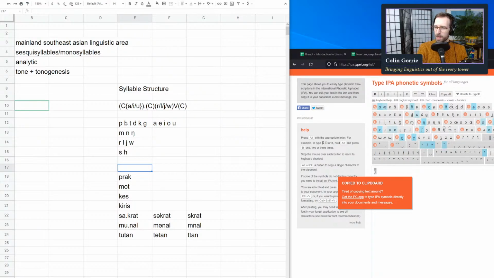What else do we want? I'm wondering if we want to do something even... You know what I want to do? I want a three-way phonation contrast, but I don't know if I want it in the proto-language. So what I mean by three-way phonation contrast is, well, I should first explain phonation.